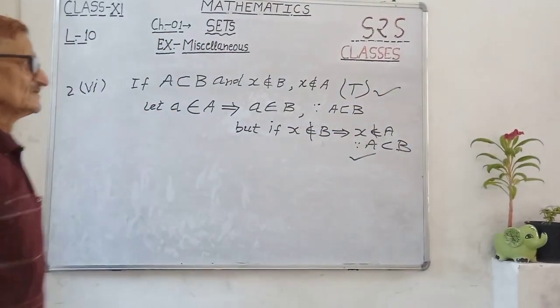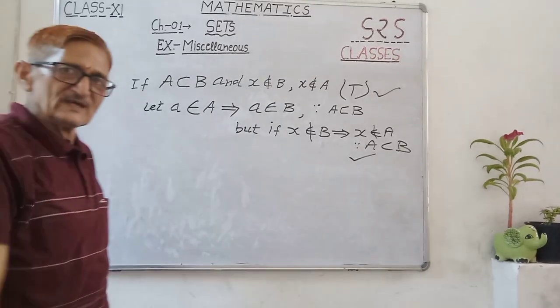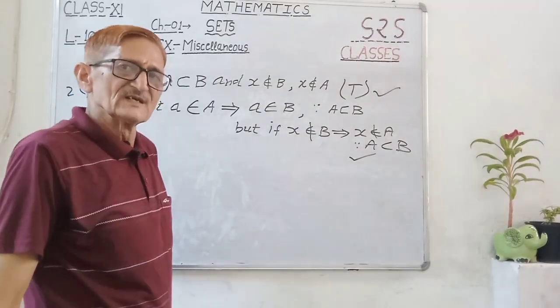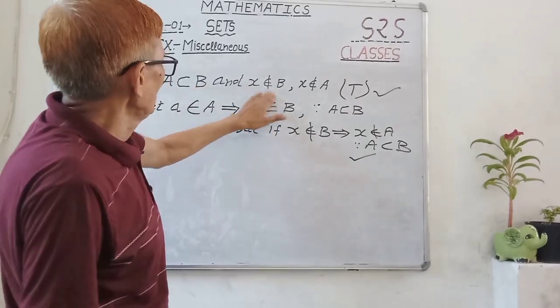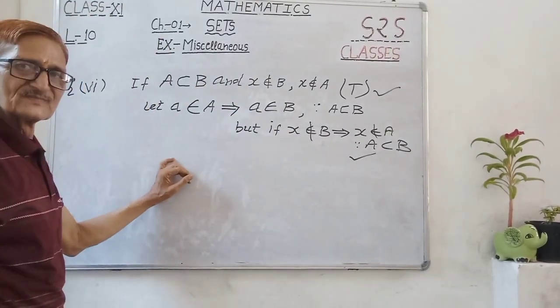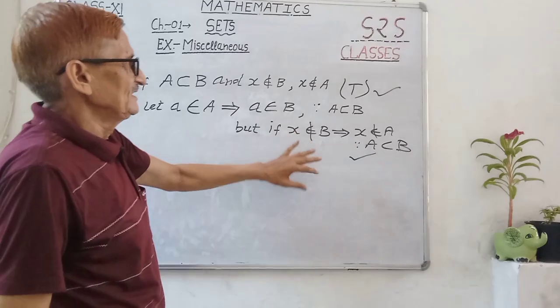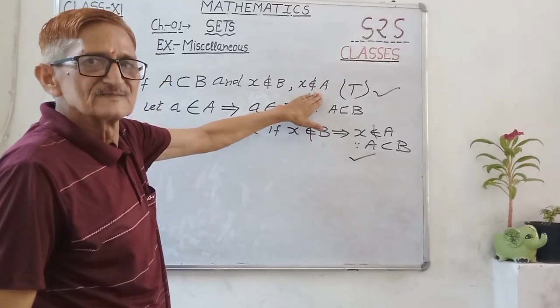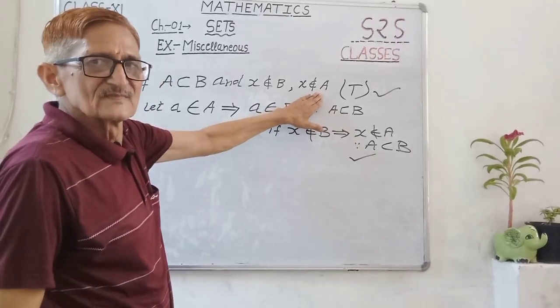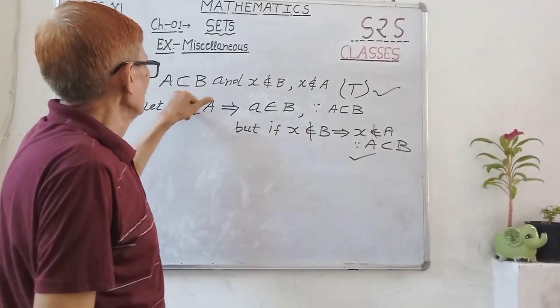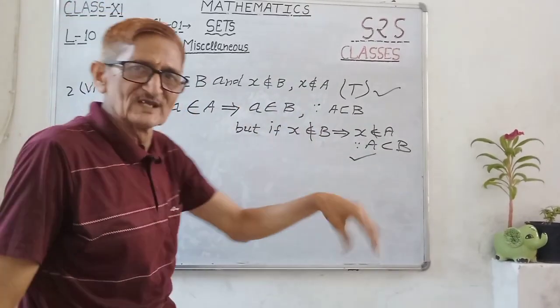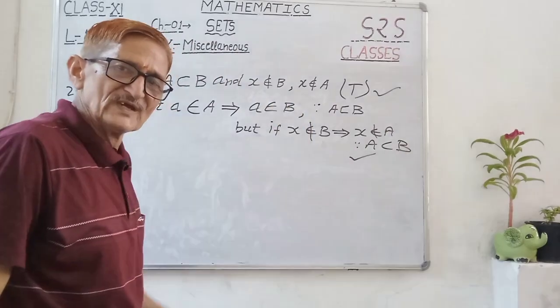Okay? So it means x will not be in A because A is the subset of B, but B is not the subset of A. If A equals B, then this would be false. Only in one condition. But here the condition is only that A is the subset of B. A is not equal to B, that is, B is not the set of A, as given.